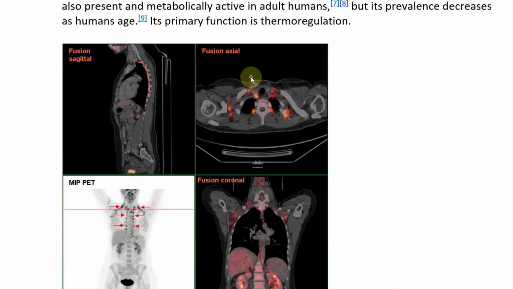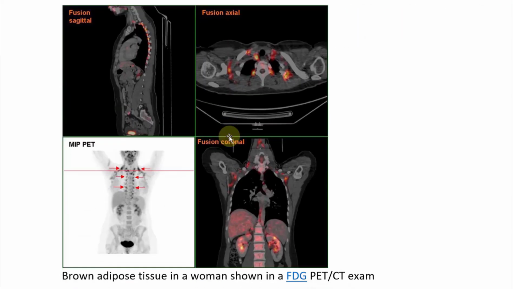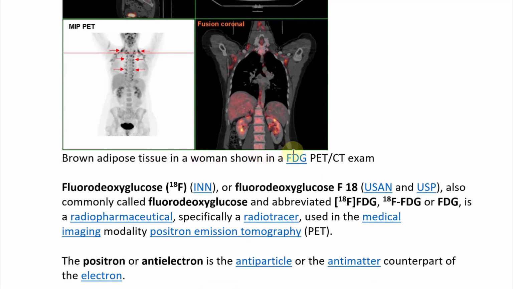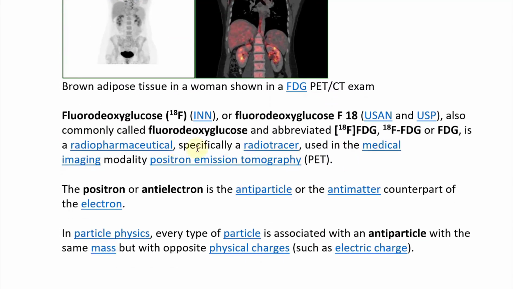So here are the locations of these brown fats. Brown adipose tissue in a woman is shown in an FDG PET/CT scan, just for extra reference. Fluorodeoxyglucose, so 18F; the 18 indicates the total of protons plus neutrons. You could write it as F-18. Also commonly called fluorodeoxyglucose, it is abbreviated FDG.